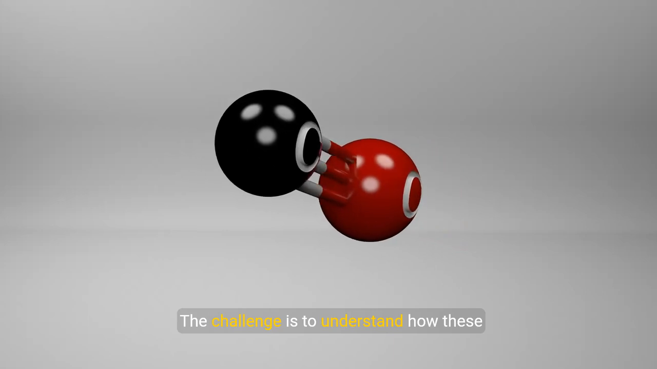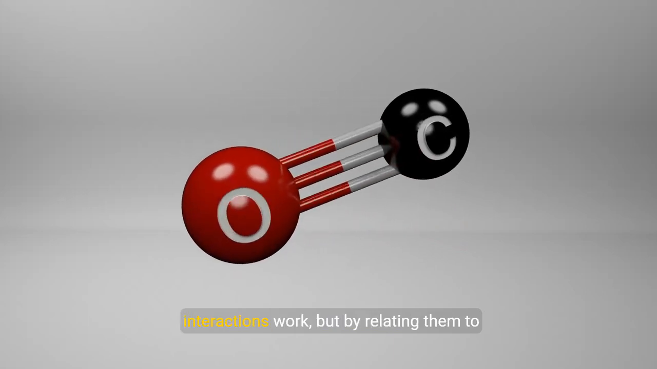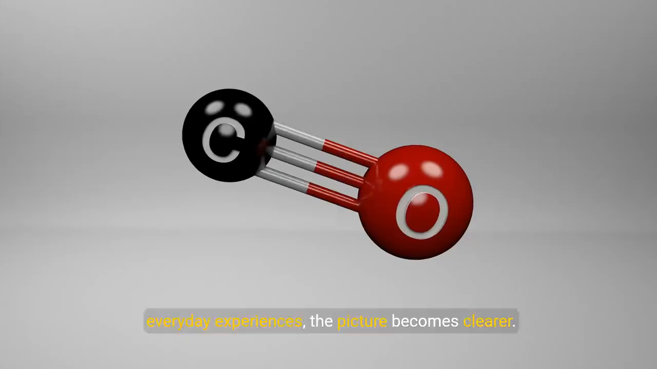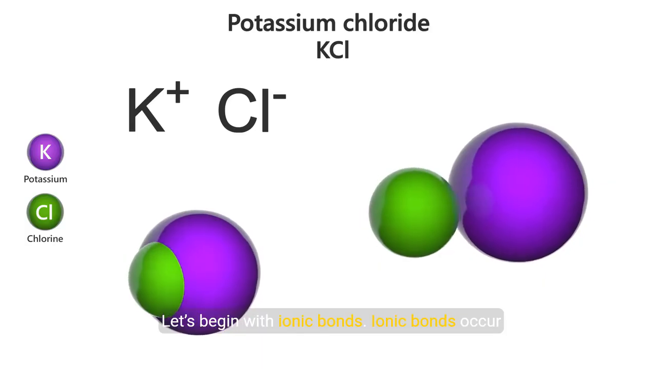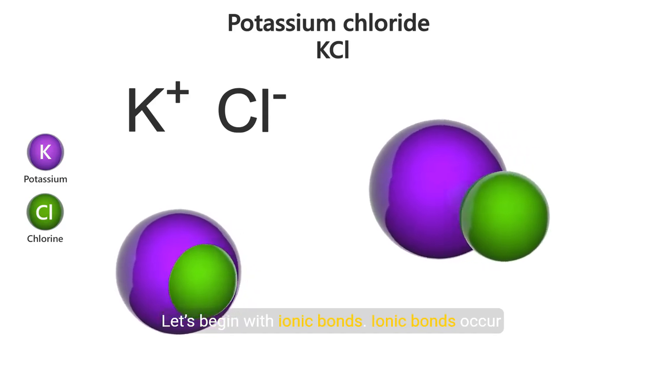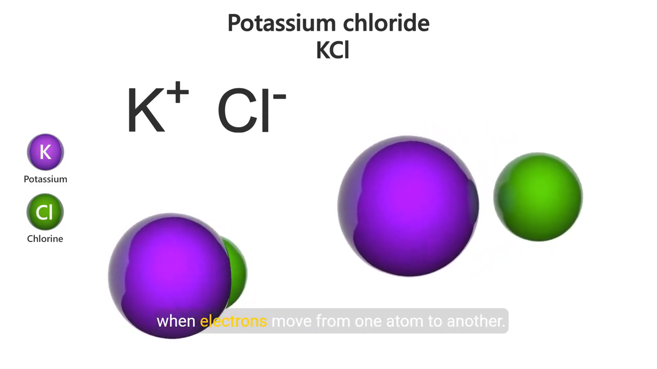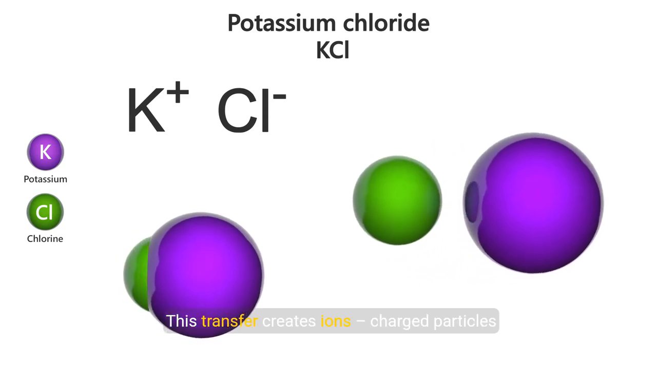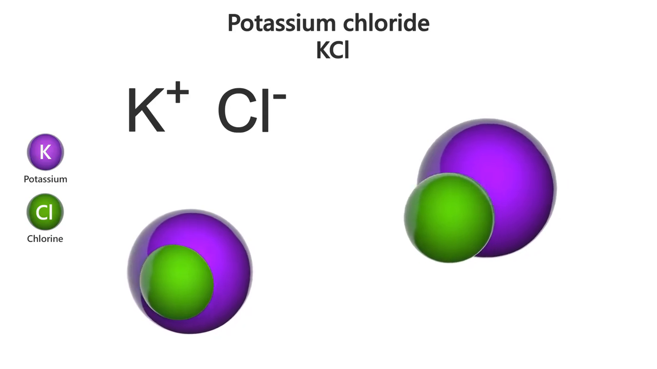The challenge is to understand how these interactions work, but by relating them to everyday experiences, the picture becomes clearer. Let's begin with ionic bonds. Ionic bonds occur when electrons move from one atom to another. This transfer creates ions, charged particles that attract each other.